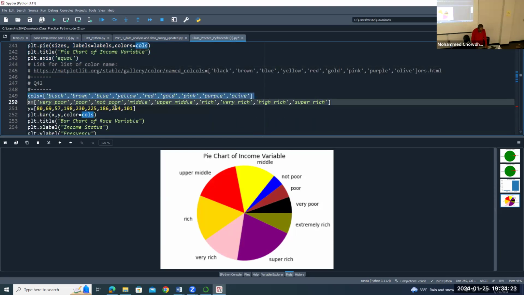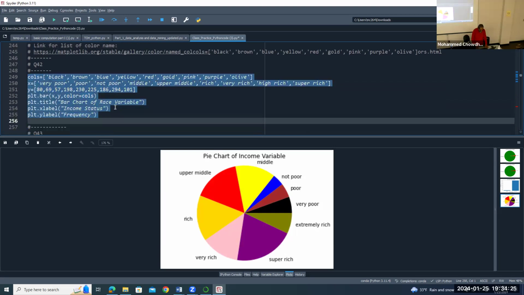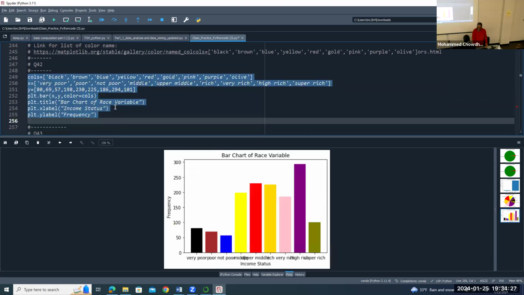And this is the bar chart for the income variable. Okay, bar chart for the income variable. I ask you, you have a 1 week time, immediately jump into these things and try to understand the code.